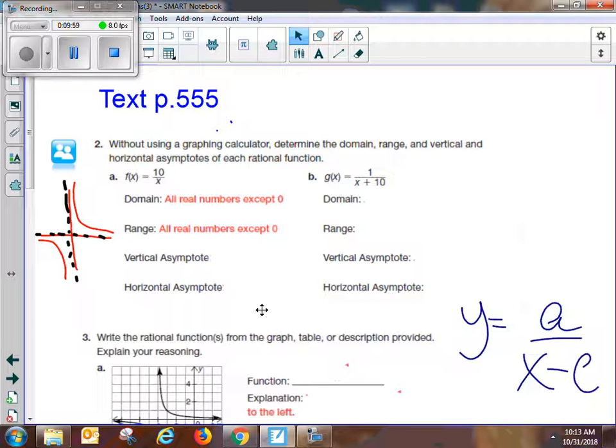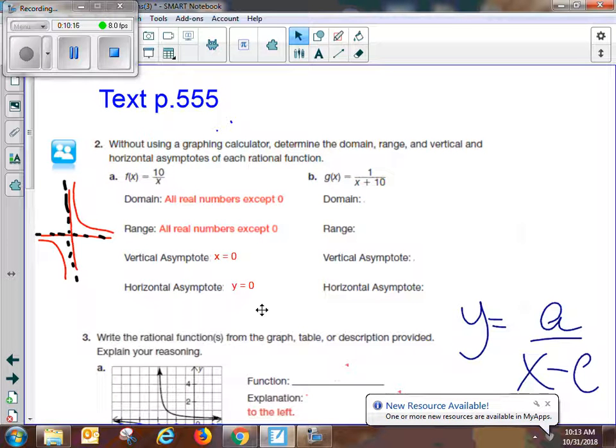When you name your VA and HA, don't forget the variable that goes with it. So the vertical asymptote is perfect, x equals 0. And the horizontal one is perfect. Okay, questions so far? Okay, so that was what we did yesterday.